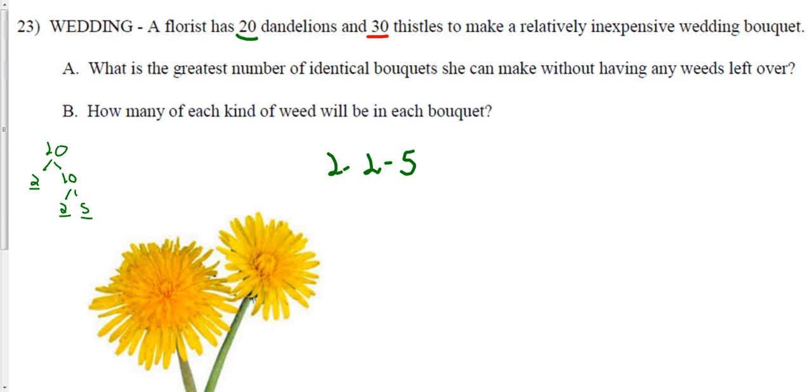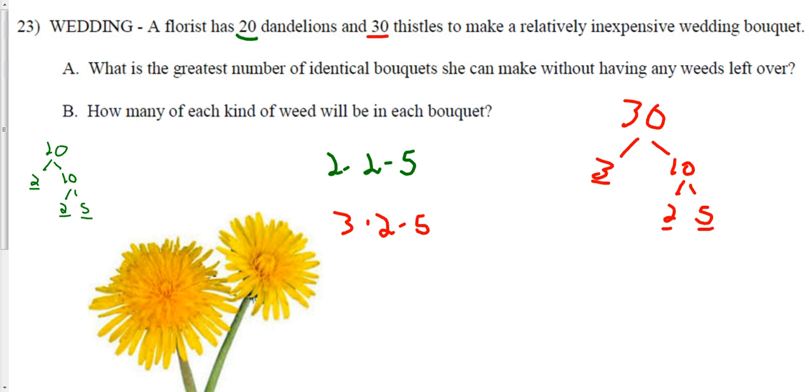Let's look at 30 then. 30, similarly, is 3 times 10. 3 is already prime. 10 is 2 times 5. Those are both prime. So 30 is the same as 3 times 2 times 5.